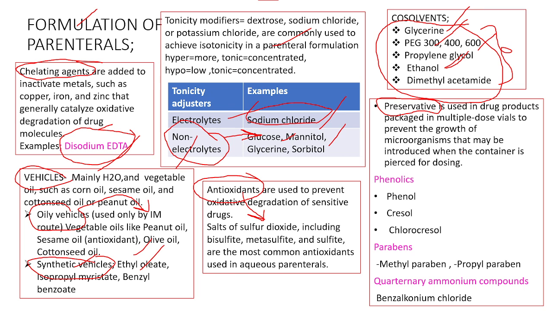These preservatives we can use only in vials, but not in large volume bottles or large volume parenterals, because in a large volume we would need more amount of preservative, and that more concentrated amount of preservative is toxic in nature.